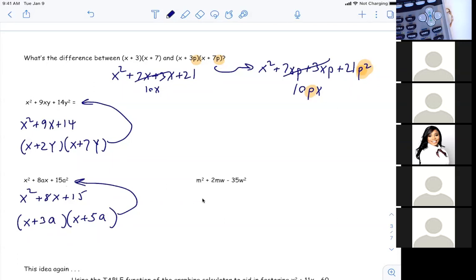Whoops. There goes Steve, crazy hands. 2m minus 35. Two numbers that multiply out to negative 35 and add up to positive 2. Anybody thinking of them?